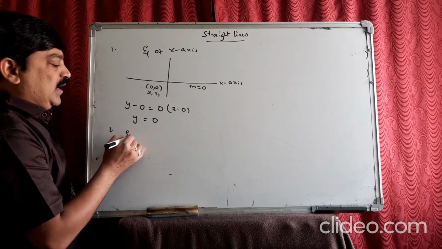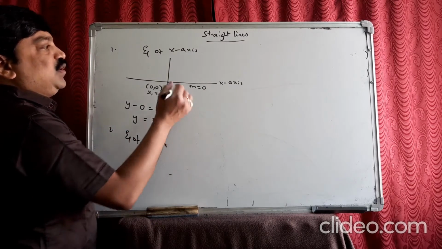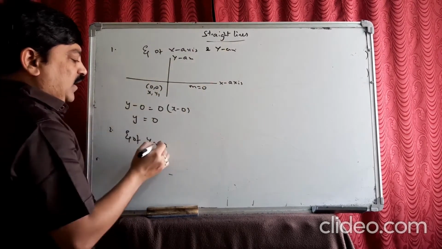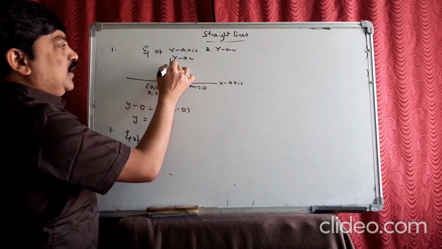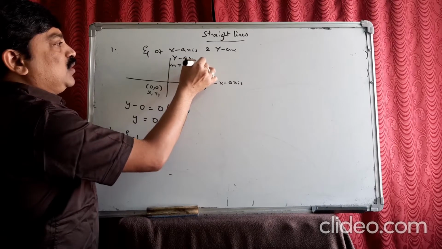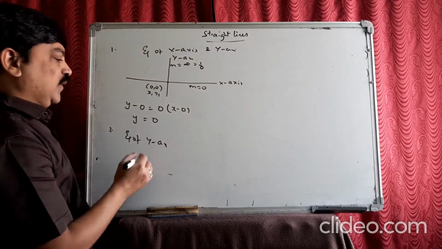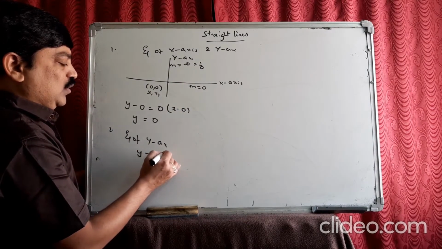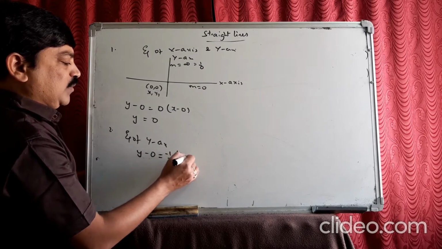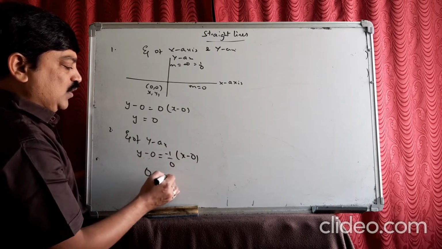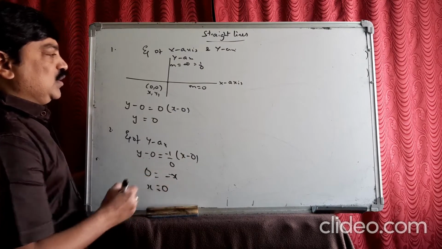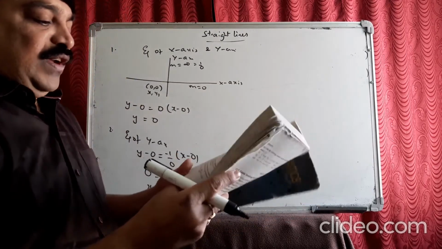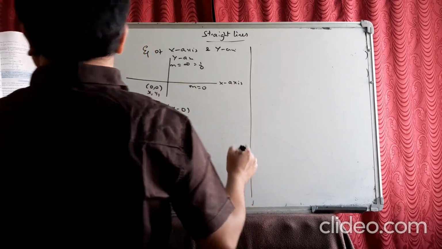So what is the equation of y-axis? For the y-axis, slope m is equal to what? m is equal to infinity, or you can also take 1 by 0 or minus 1 by 0, anything. So it will be passing through (0, 0). y minus 0 is equal to minus 1 by 0 into x minus 0. You can also cross multiply: 0 equal to minus x, or x equal to 0. So the equation of y-axis can be taken as x equal to 0. It is not the value, it is the equation. Okay.